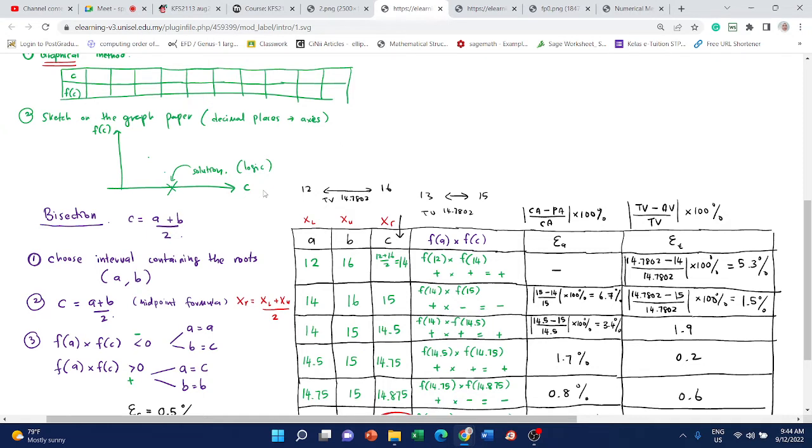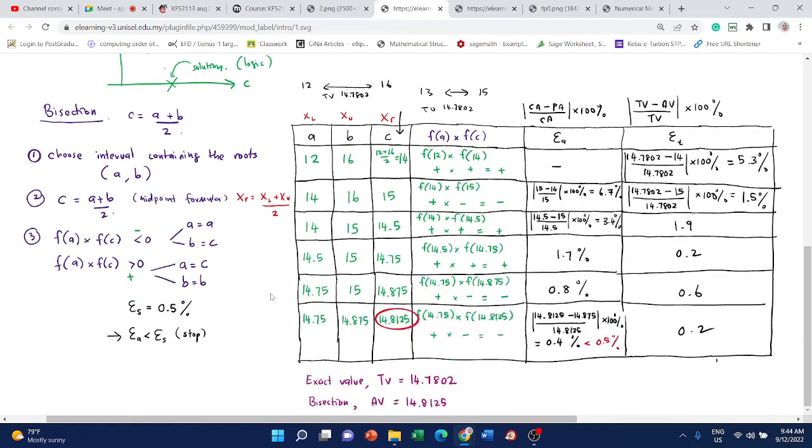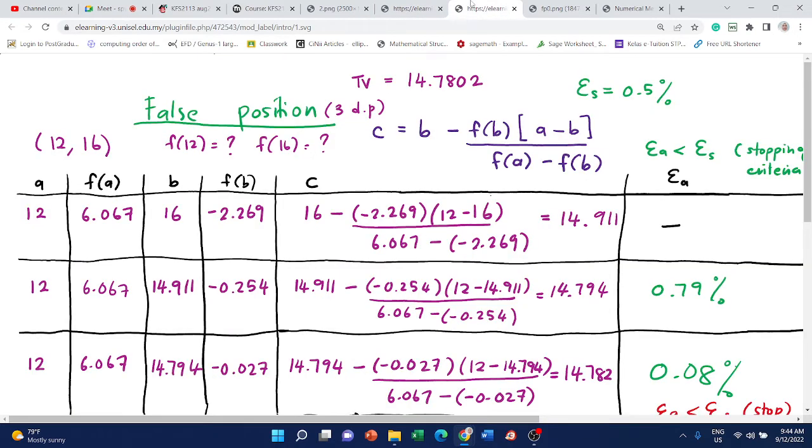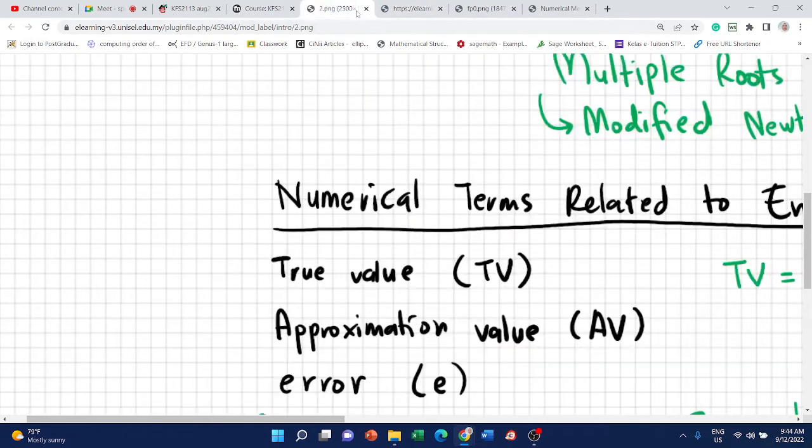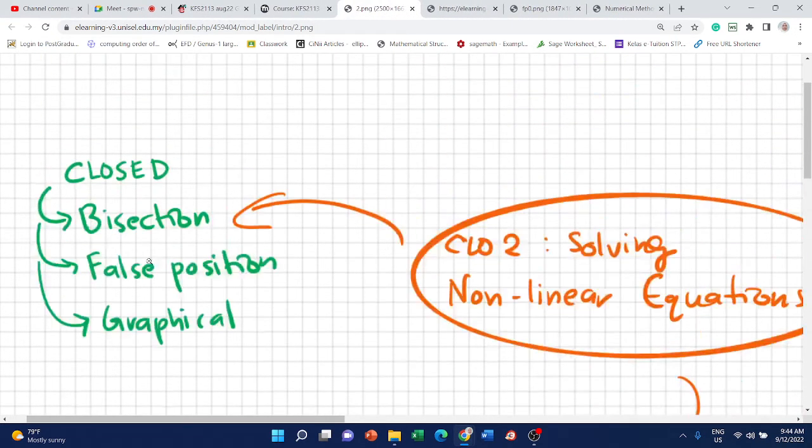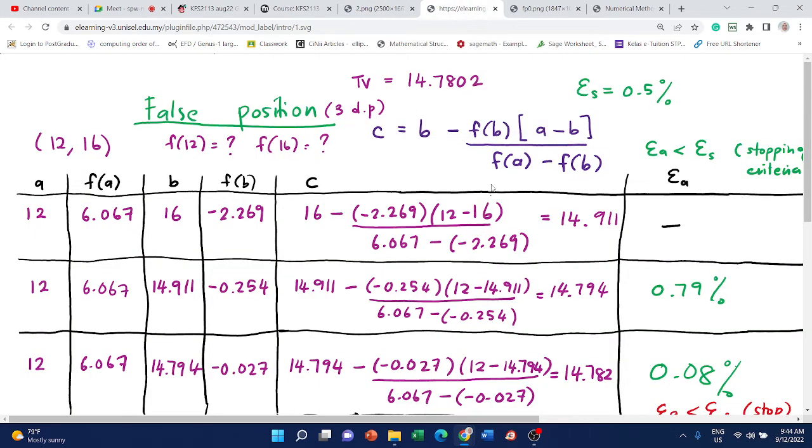Any questions? So this is just a bisection briefing, because actually this part I gave to you to watch in the video last week. Any question before I proceed to the next method? So far, no, madam. Okay, so we proceed to this one, false position. After the bisection is the false position.